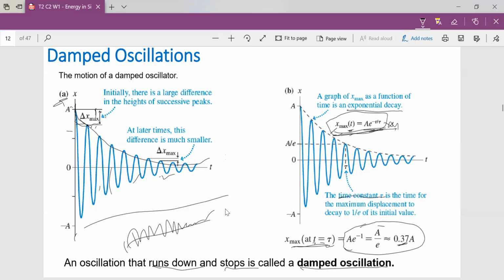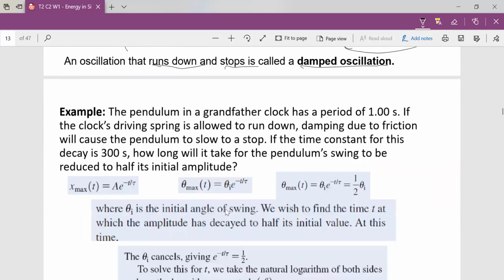All right. So we have a raised to the power minus 1 being equal to a over e, approximately 0.37 a. Okay, that is the approximate maximum displacement we can get for damped oscillation.